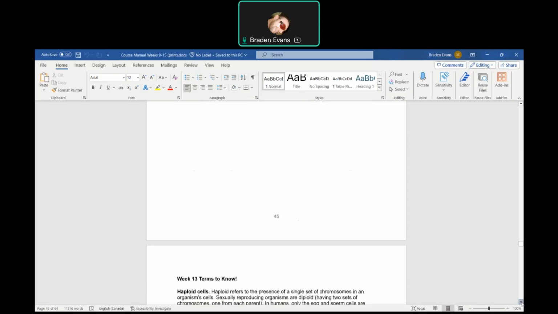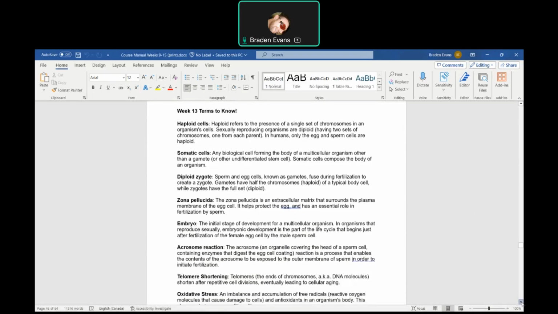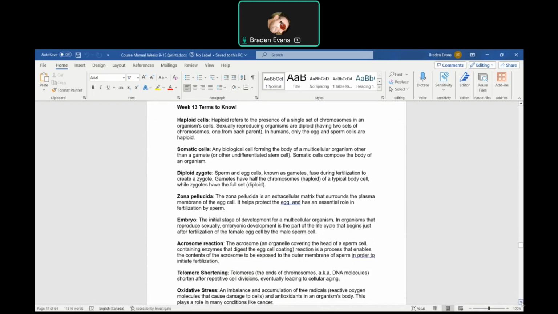Now I've got a good list of terms to know this week. Not so much like maybe last week and next week where that wasn't as much of a priority. In this case, there's probably a good number of new terms, so it's worth going through some of our terms to know real quick. We'll make reference to haploid cells, which are cells that have one single set of chromosomes rather than the two sets that we have in all of our body cells. Here we're talking about egg and sperm cells.